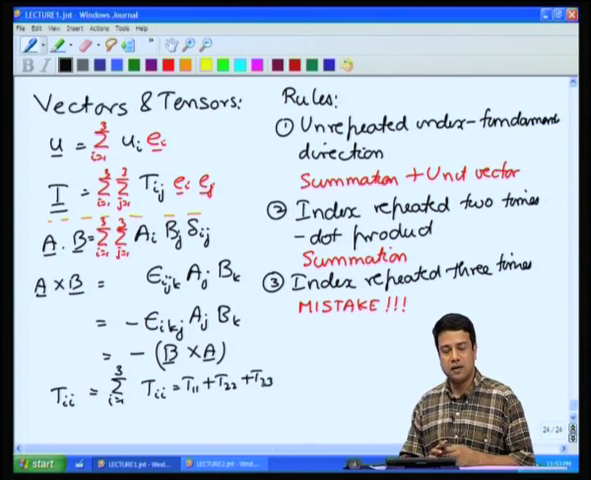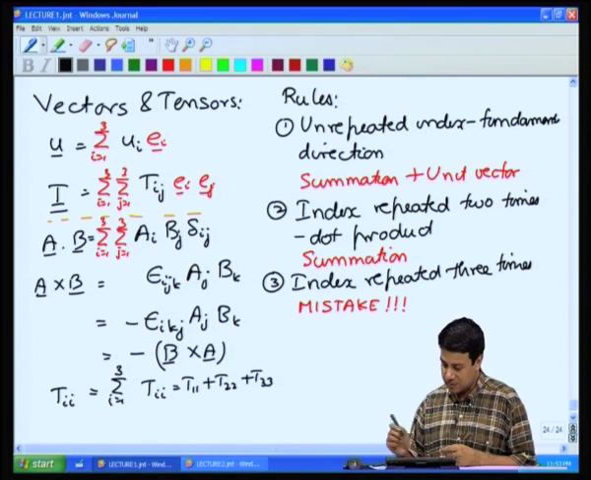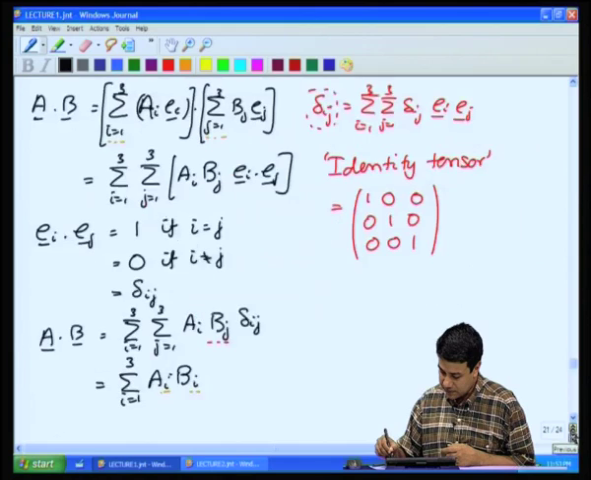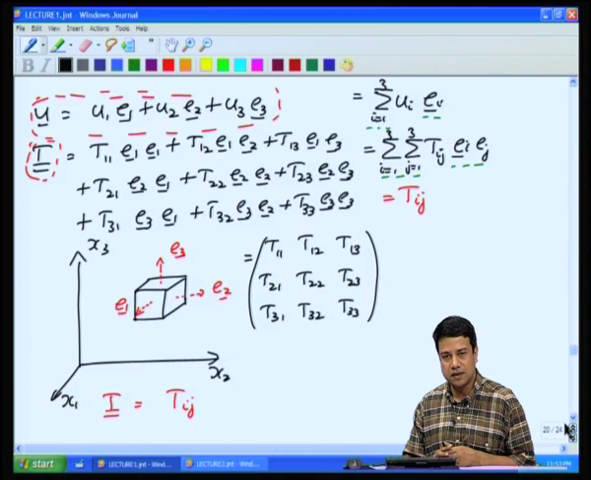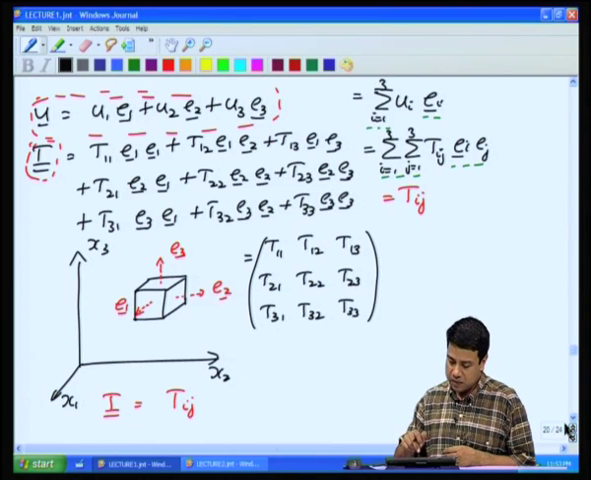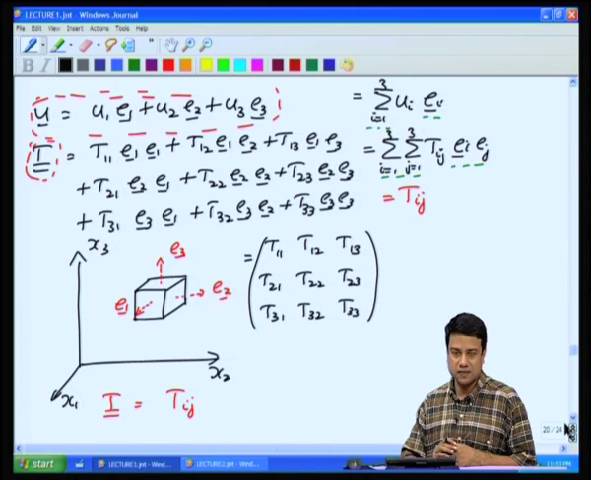Okay. So, for those of you that recall your matrices, this is the trace of the stress tensor matrix. For example, I had written the stress tensor in this matrix form. T11 plus T22 plus T33 is the sum of the diagonal elements. It is also called the trace of this matrix. Okay.